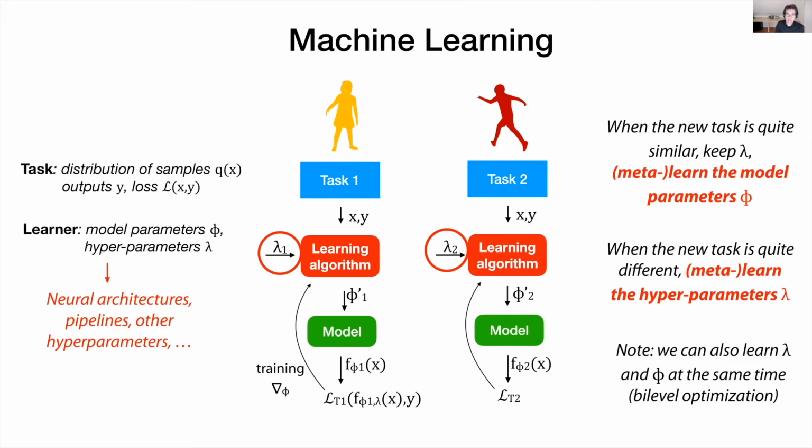Roughly speaking, you can say that when the new task is very similar, you may not need to optimize the hyperparameters. You may just keep them fixed and just learn or adapt the model parameters to the new task. However, if the new task is quite different, well, the more different the task is, the more likely it is that we need to adapt the hyperparameters, and maybe we even need to adapt the entire model. As a side note, we can also learn the hyperparameters and the model parameters phi at the same time. That's called bi-level optimization. We'll come back to that in a minute.